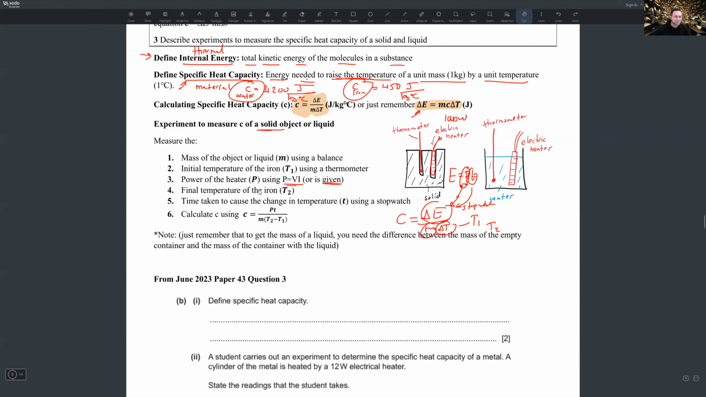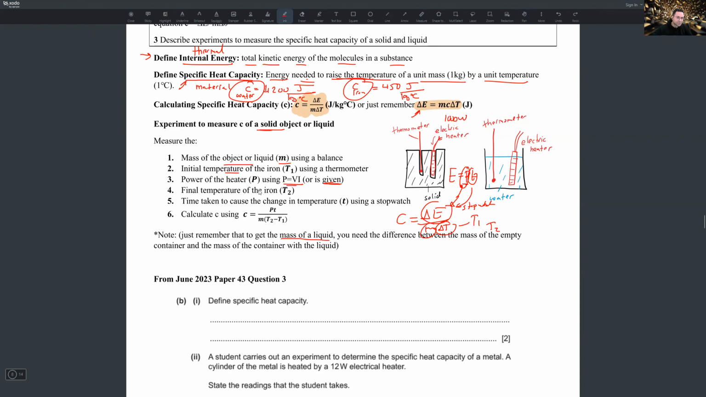So what is it? Measure the mass of the object using a balance. مش فارقة بقى liquid ولا solid, just measure the mass. طبعا remember, if you want to get the mass of a liquid, نجيب the mass of the empty container, mass of the container with the liquid, بعد نجيب the difference.